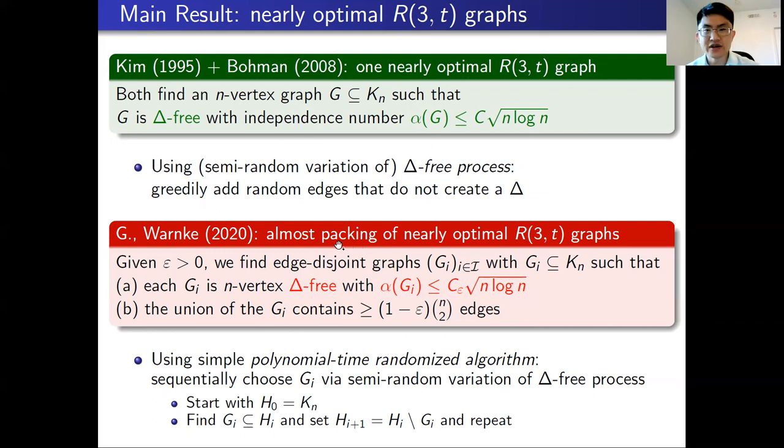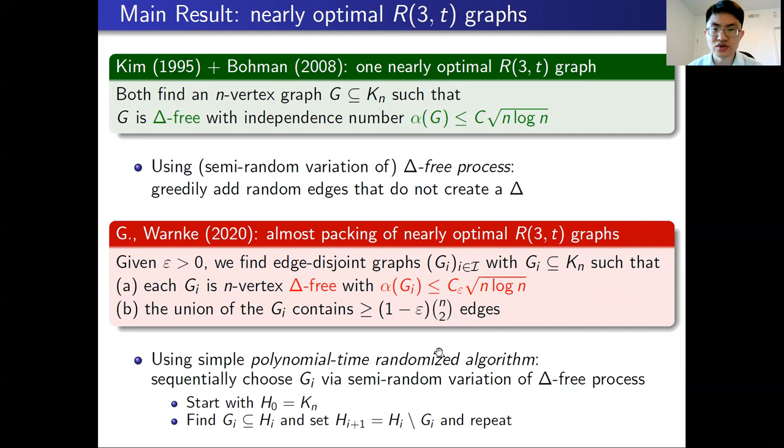So our result can be viewed as a packing extension of Kim's result. To prove our packing result, we use a very simple polynomial time randomized algorithm. We start with the host graph H0 equal to the complete graph Kn. And in each host graph Hi, we find the triangle-free graph Gi by the semi-random variation of the triangle-free process. And then we remove the edges of Gi from Hi to get Hi plus one, and then we repeat. Therefore, you can see that each graph Gi constructed in this way is triangle-free, and they are edge disjoint.